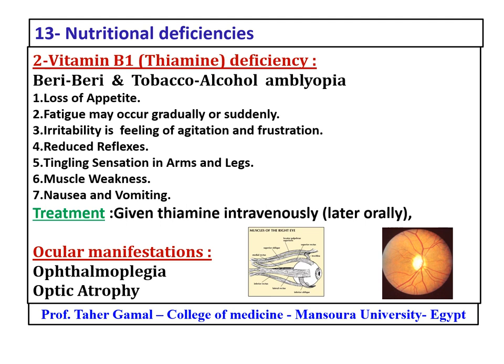The ocular manifestation of vitamin B1 deficiency is ophthalmoplegia, affection of the extraocular nerves, third, fourth, and sixth, or optic atrophy.